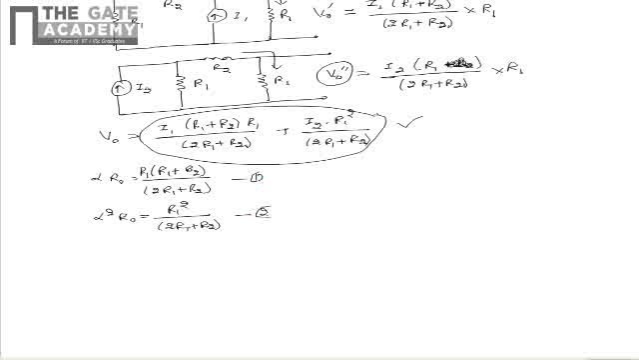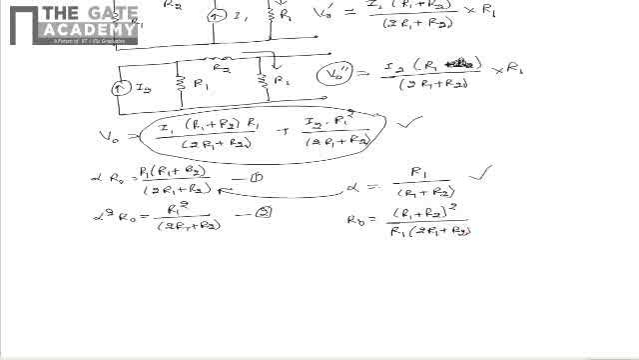Now upon dividing 2 by 1, we see that alpha can be written as R1 divided by (R1 plus R2), and upon substituting for alpha in 1, we see that R0 can be written as (R1 plus R2) whole square divided by R1 multiplied by (2R1 plus R2). So by using the superposition theorem, we got the expressions for alpha and R0. Hence the correct option is D.